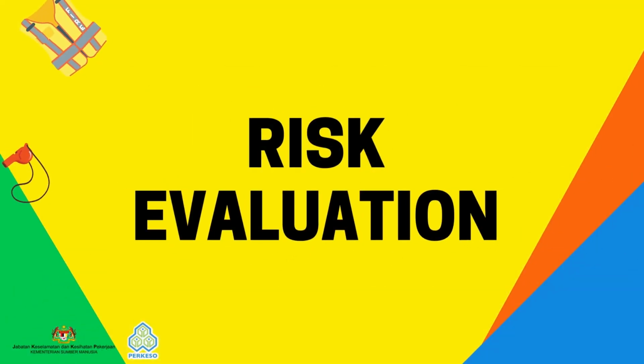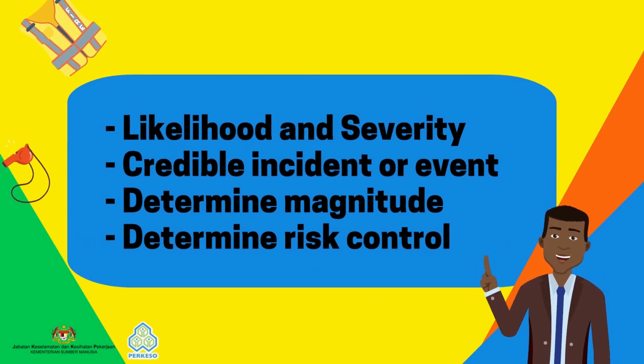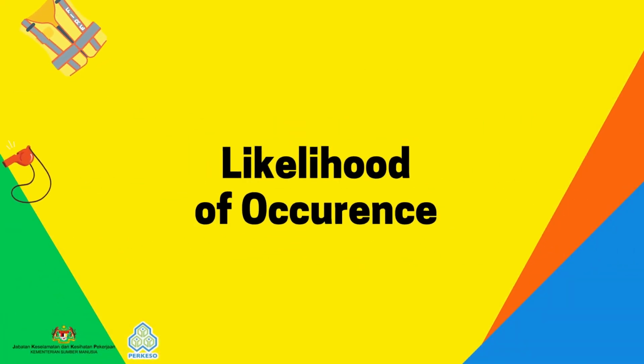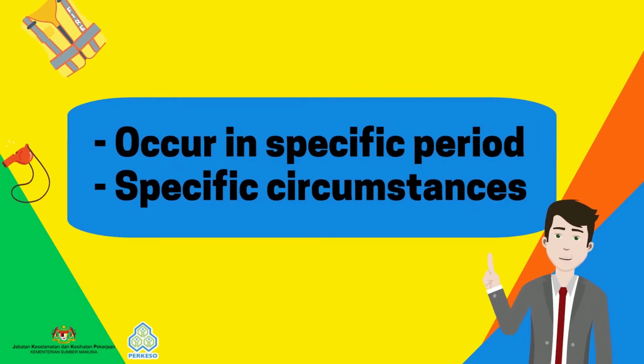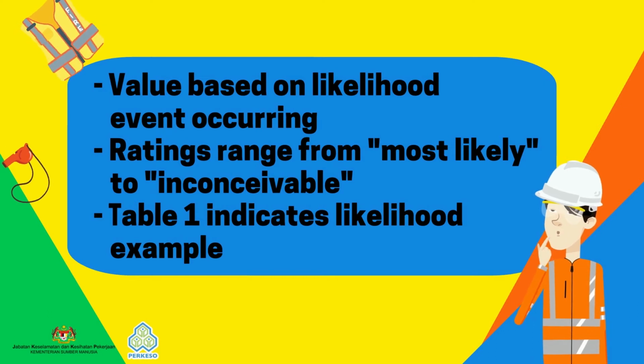Second one is risk evaluation. Risk is the evaluation of likelihood and severity of the credible incident or event sequence in order to determine magnitude and to determine risk control. Likelihood of occurrence. Likelihood is an event likely to occur within the specific period or in specified circumstances. This value is based on the likelihood of an event occurring. Likelihood ratings range from most likely to inconceivable. Table 1 indicates likelihood and example using the following values.